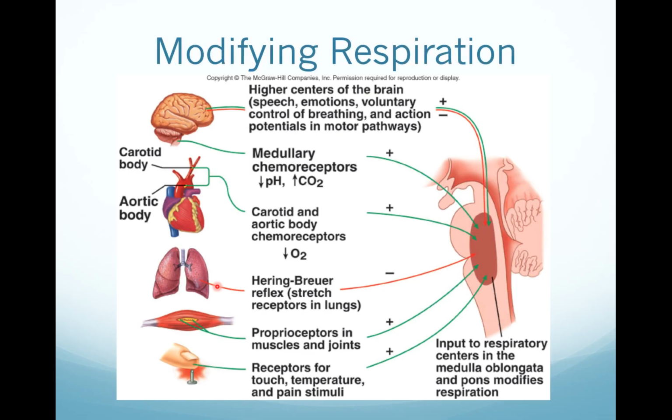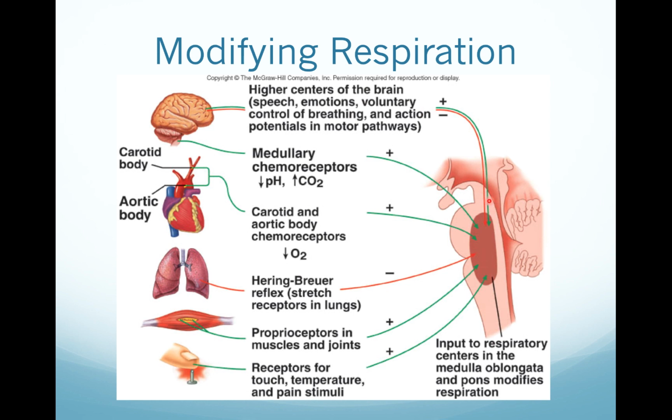Now, in terms of regulation of respiration, what controls respiratory regulation? Well, number one, higher centers of the brain. You can voluntarily control your breathing rate. You can get yourself to breathe faster, hold your breath, breathe slower. All of that is done by the cerebral cortex. And also speech, emotions. You have pathways like sympathetic, parasympathetic will cause positive and negative regulation of respiratory rate.